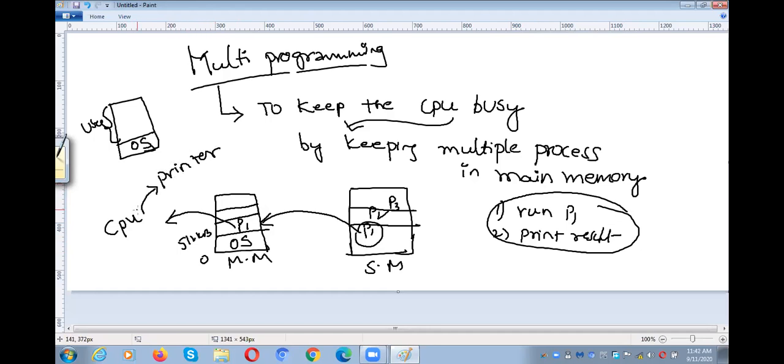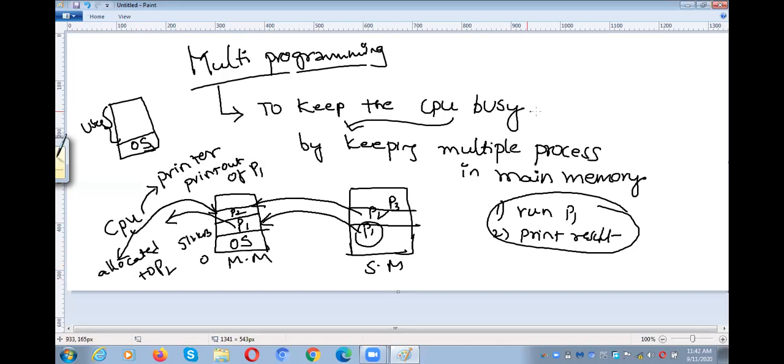So at that time, what happened earlier? The CPU is idle. But now what will we do? We keep process 2 into the main memory, so that the CPU will be assigned P2. So at the time of taking the printout of process 1, the CPU is allocated to P2. Now the printer is printing P1 and the CPU is busy with P2.